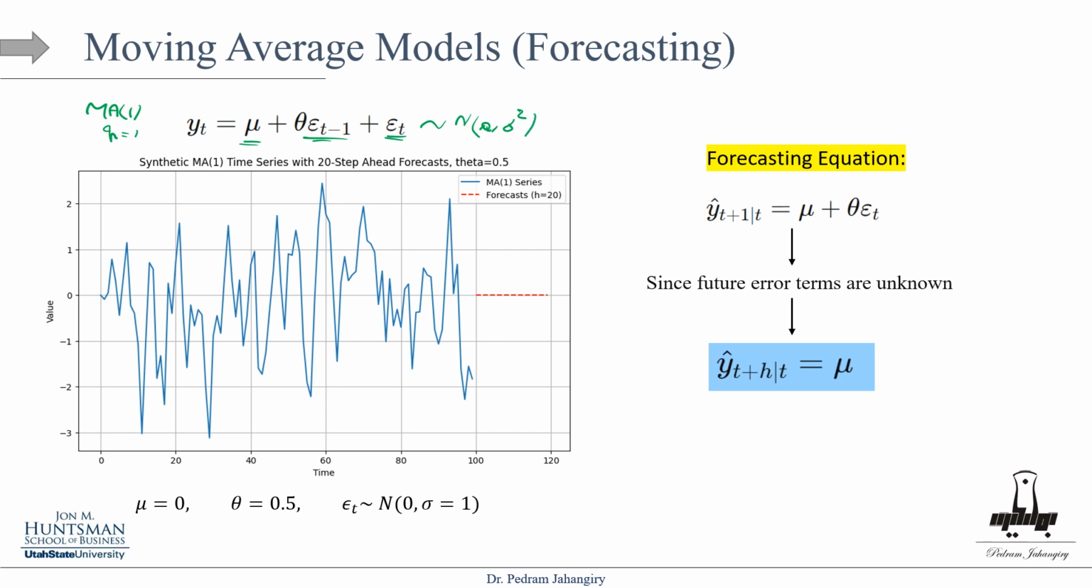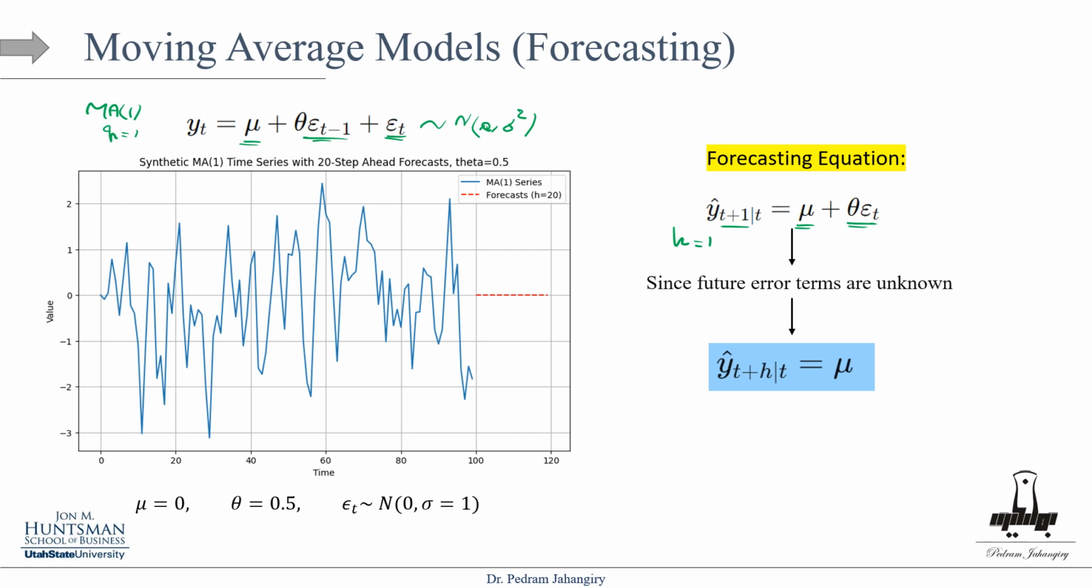Okay, so how does the forecasting equation look like? So we want to forecast into the future. Let's say h is equal to 1, so one step ahead forecast. So what do we get? Y hat t plus 1 is equal to mu plus theta epsilon t, right? Again, remember, we don't need to write down the epsilon t plus 1 here, simply because we don't know what the errors in the future are, so we're going to erase it.